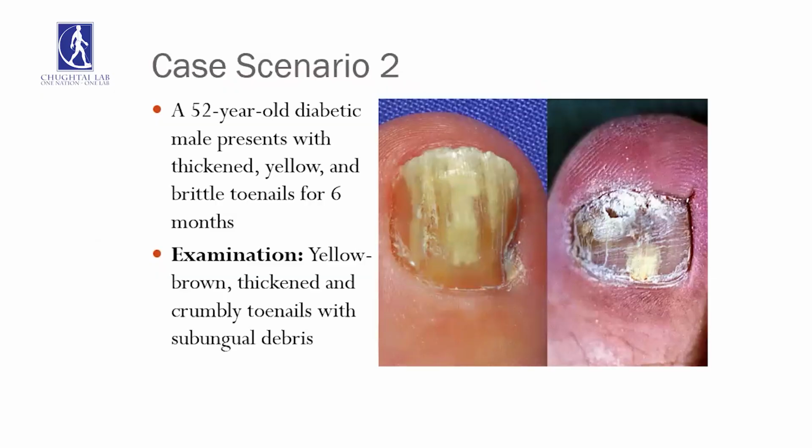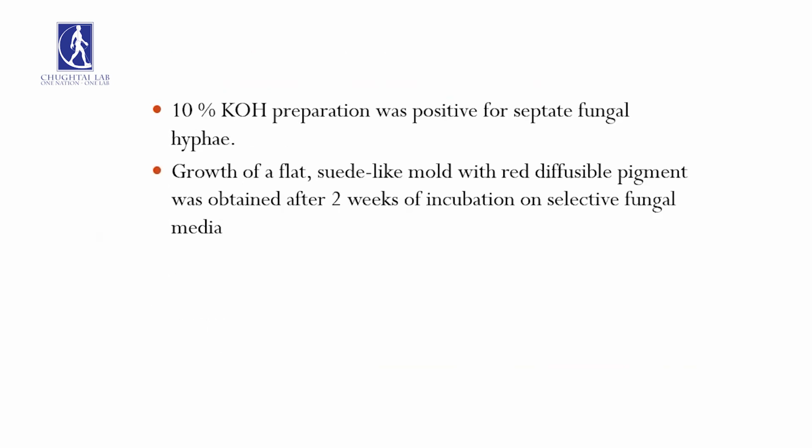So there is a second case, and it is a 52-year-old diabetic male who presented with thickened yellow and brittle toenails for the last 6 months. On the examination, yellow to brown and thickened and crumbly toenails were present, along with subungual debris. So the nail clippings sample was taken, and 10% potassium hydroxide preparation was made. And again, septate fungal elements were seen on the potassium hydroxide preparation.